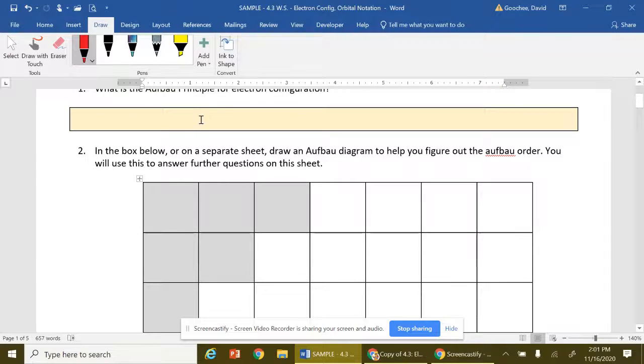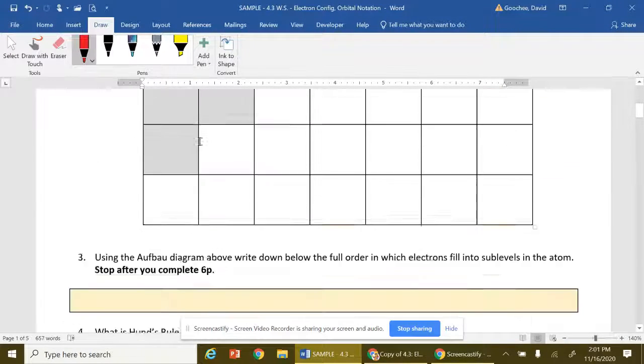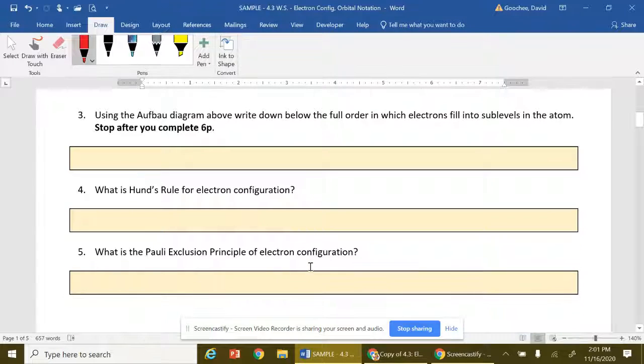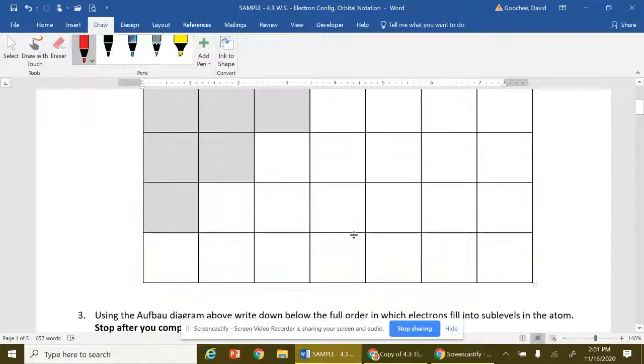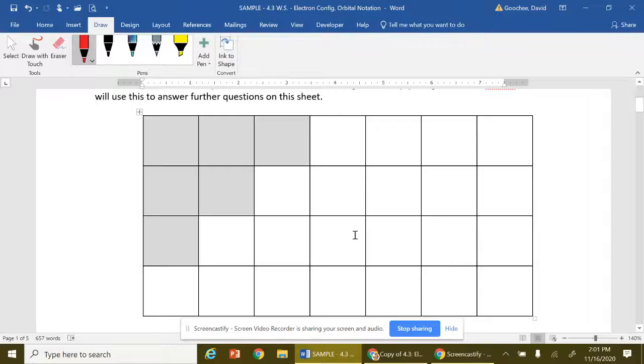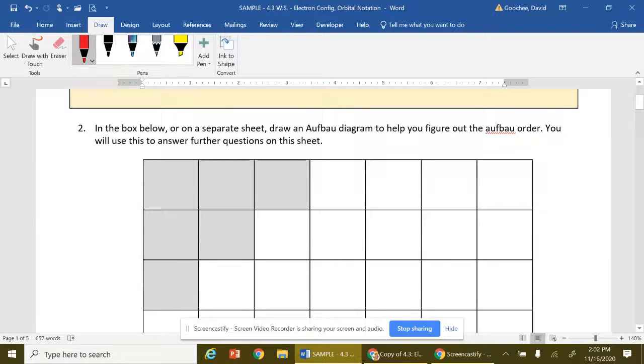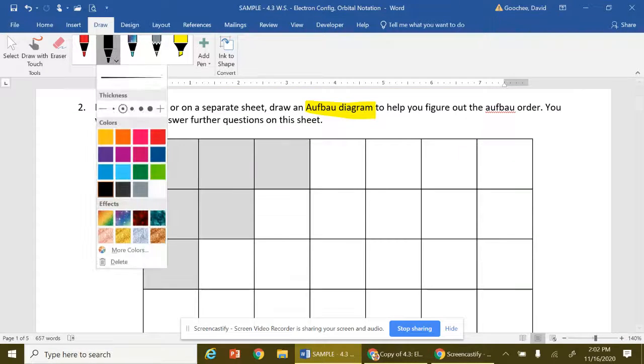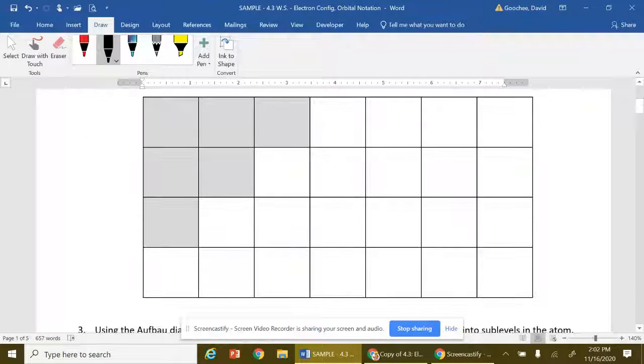Okay, so first things first, on this first page you have questions about the Aufbau principle, Hund's rule, and Pauli exclusion principle. You're going to need to get those from your notes. But what you are going to need to do is fill in this Aufbau diagram right here. Aufbau is just German for, I think, ordered or sequence. So you just have to fill in the Aufbau diagram.